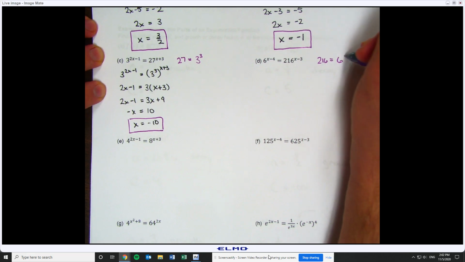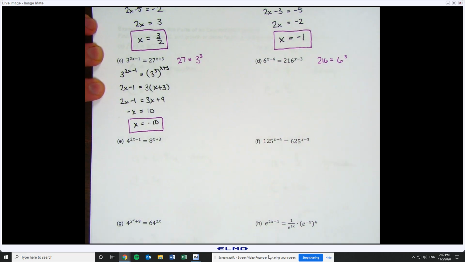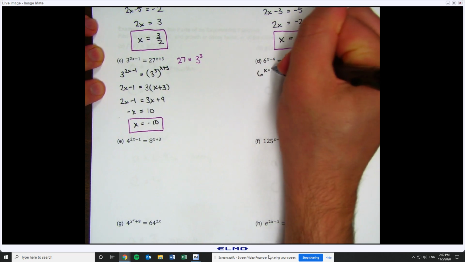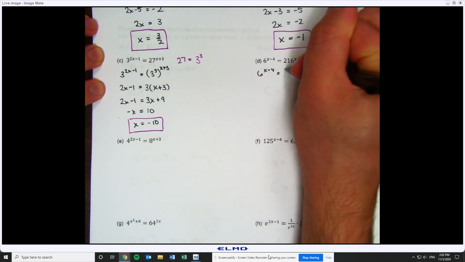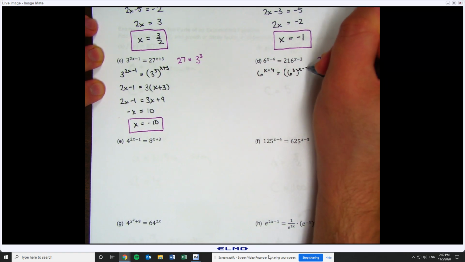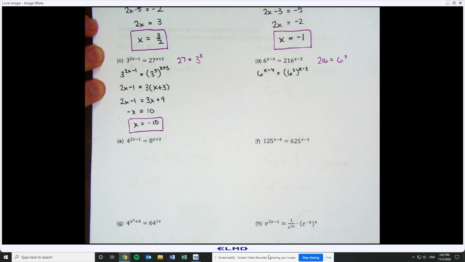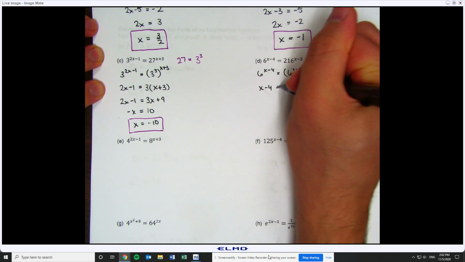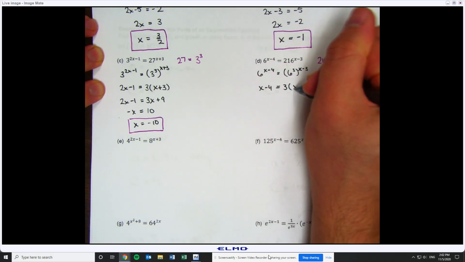216 equals 6 to the third. All right, writing this down again, this is going to be 6 to the x minus 4 equals, parentheses, 6 to the third times x minus 3. All right, they have the same exact base now, so I can say x minus 4 equals 3 times x minus 3.